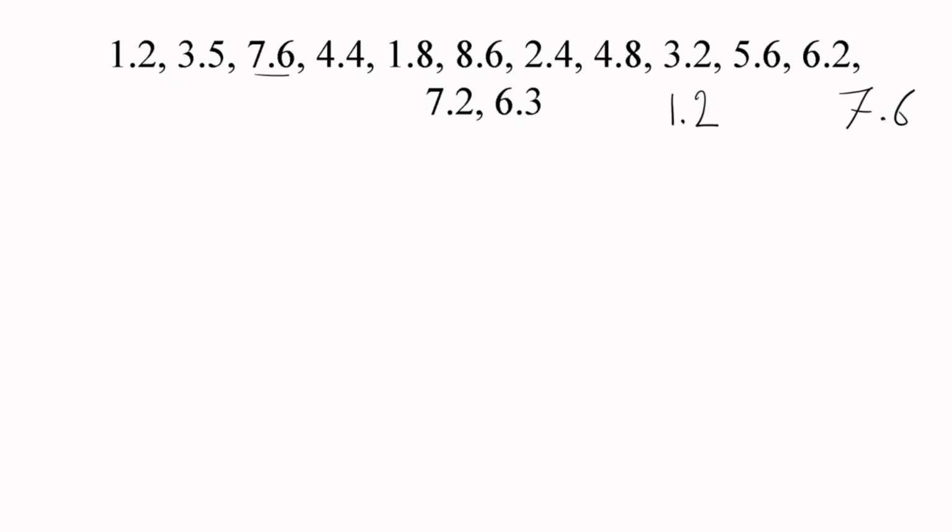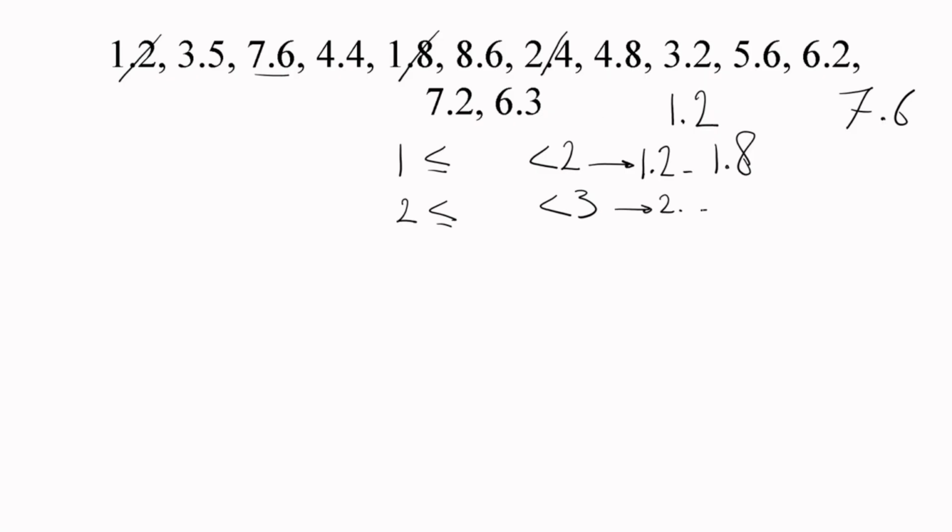And I'm going to divide them into different groups based on the number of stem. First, I will write the numbers which are between 1 and 2. What do I have? I have 1.2, 1.8, and nothing else. So I'm going to write 1.2, 1.8. After that, when the number is between 2 and 3, I have 2.4. Only this one? Apparently 2.4.